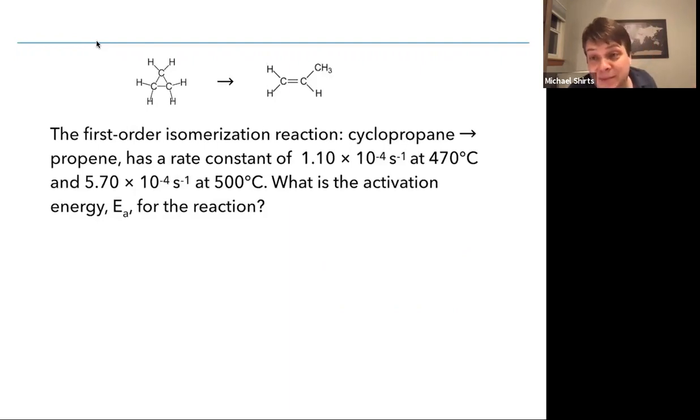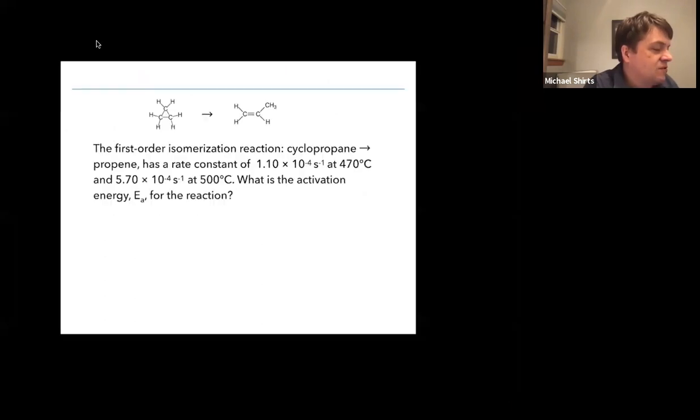Okay, so the first order isomerization reaction of cyclopropane to propene. These molecules have the same molecular formula but different bonding, so it's called an isomerization. It has a rate constant of 1.10 times 10 to the minus 4 inverse seconds. It's a first order rate constant, so it should have units of inverse time, and it just depends on the concentration of the reactant. There's nothing else around. And then a rate constant of 5.70 times 10 to the minus 4 at 500 C. What's the activation energy for this reaction?